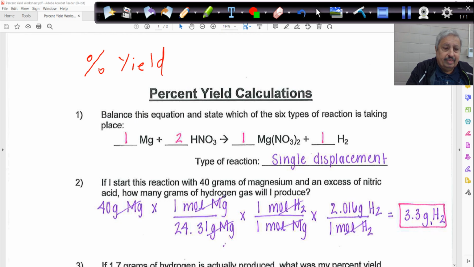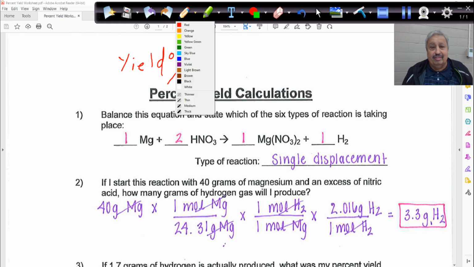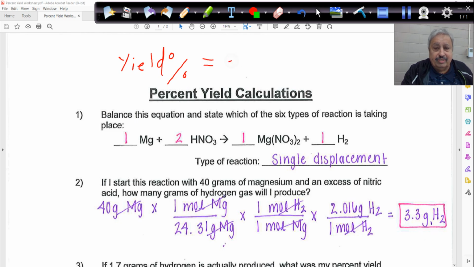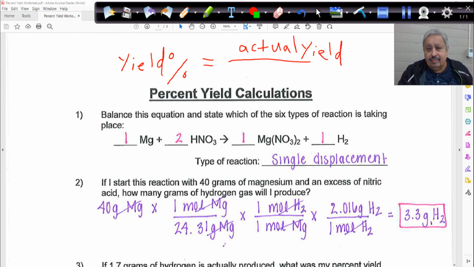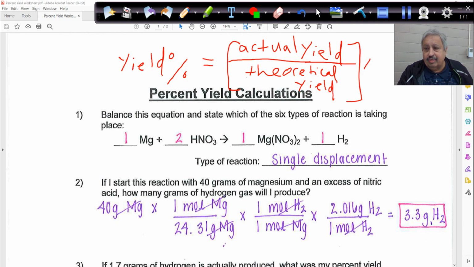Sometimes they put the yield and they put this one here. Whatever you prefer. Some textbooks will put the percentage before, some will put the yield and the percentage. The main thing is the percentage yield. So the formula says actual yield divided by the theoretical yield, and the whole thing multiplied by 100%.